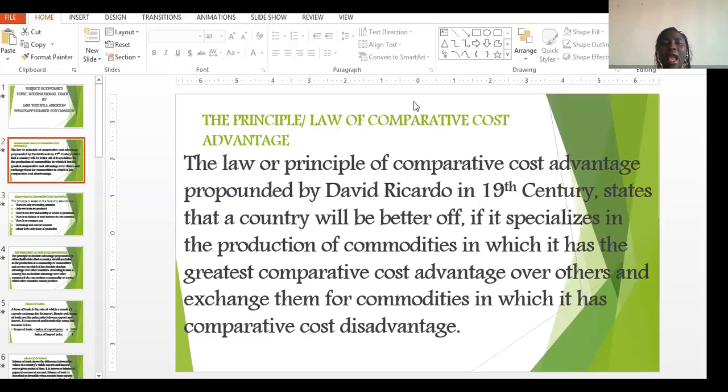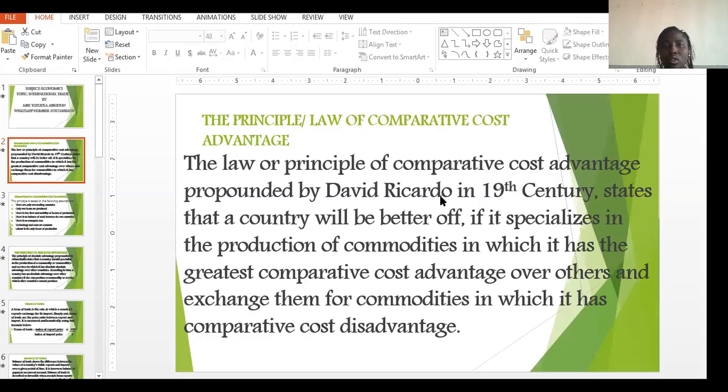And by having the excess commodity from your area of strength, you can exchange them. You'll be able to sell them to countries that cannot produce them or have comparative cost disadvantage, that is, it will cost them more. And then the revenue you realize from that can be used to purchase those commodities that you cannot produce on your own. That's what comparative cost advantage is talking about.